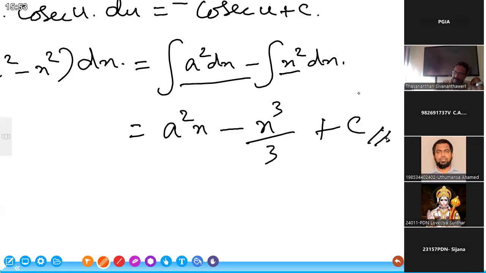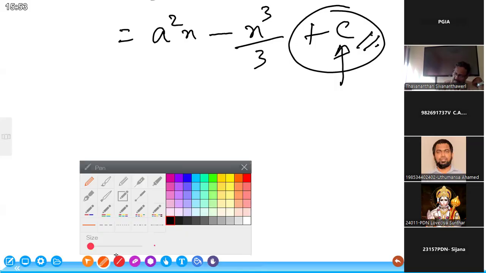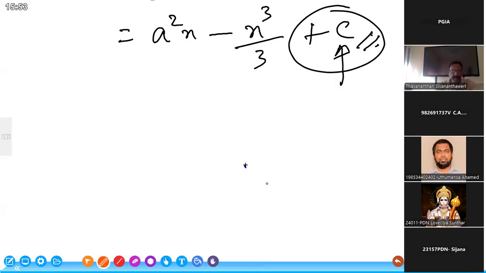So all these integrals are called indefinite integrals. Why are they indefinite integrals? We are not sure about the value of c. All these integrations are called indefinite integrals. We have already mentioned that. Right. Now, what are definite integrals?